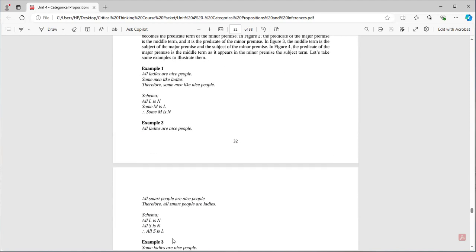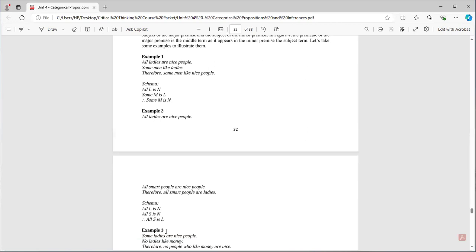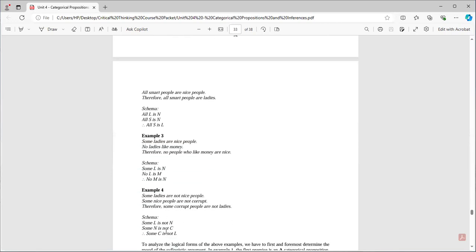The second one: all ladies are nice people. All smart people are nice. Therefore, all smart people are ladies. You see figure 2. So all L is N. All S is N. You see that both are serving as predicate. Therefore, all S is L. So you have A dash 2. After indicating the mood, you put dash, and you put the figure there. The same thing for all of these.